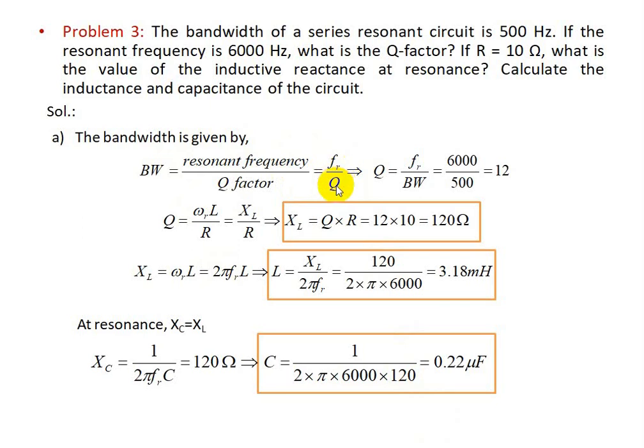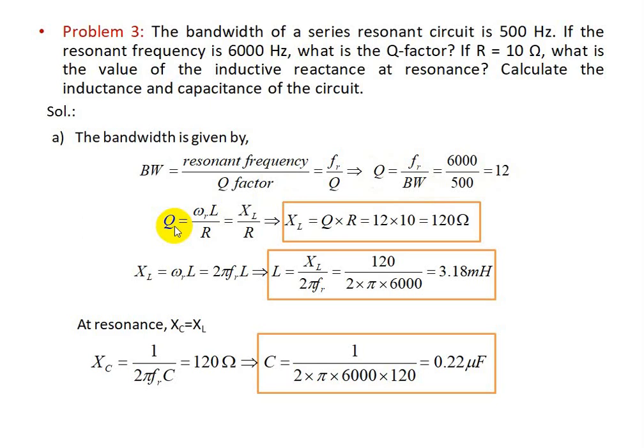Here in this problem, the bandwidth and resonant frequency are both given in Hertz, so we can consider resonant frequency as Fr. This can be written as Q equal to Fr divided by bandwidth. Since the resonant frequency and bandwidth are known, we can find the quality factor of the circuit, which comes to be around 12.